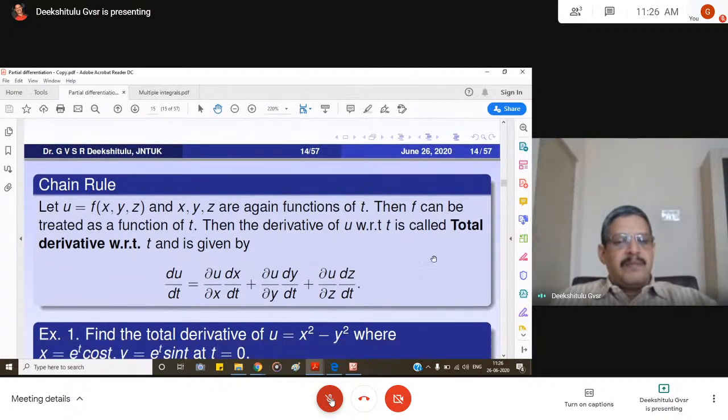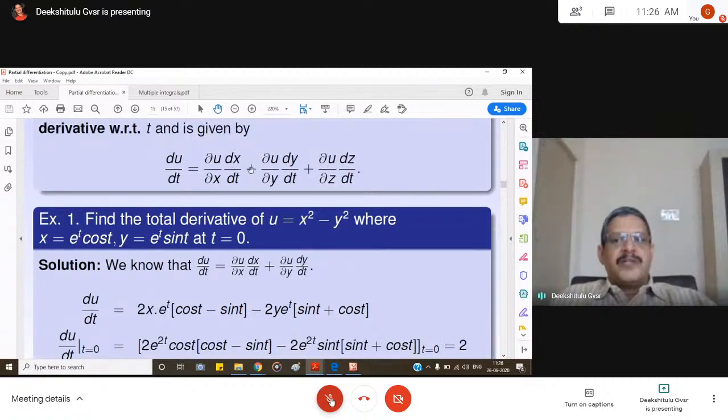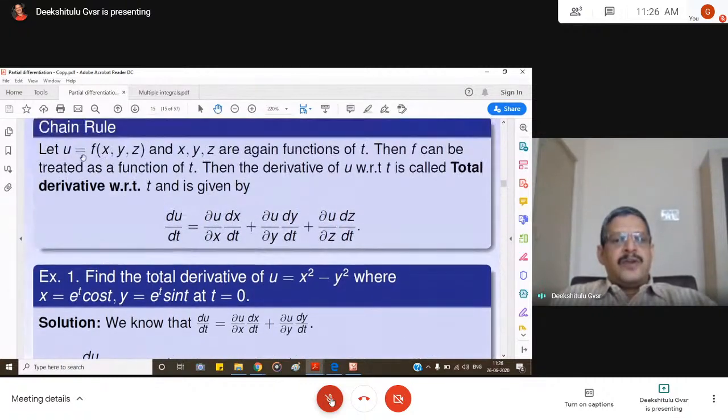Let us see some problems. Find the total derivative of u = x² − y², where x = eᵗ cos t, y = eᵗ sin t, and t = 0. Here u is a function of x and y, but x and y are again functions of t, so we apply the chain rule.